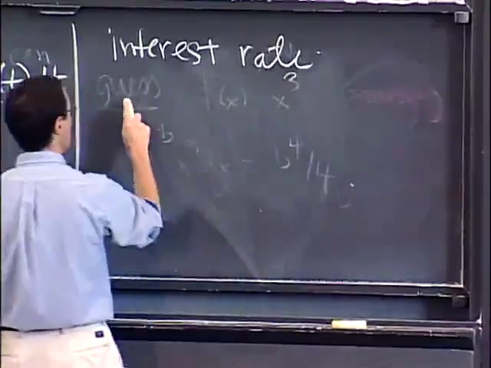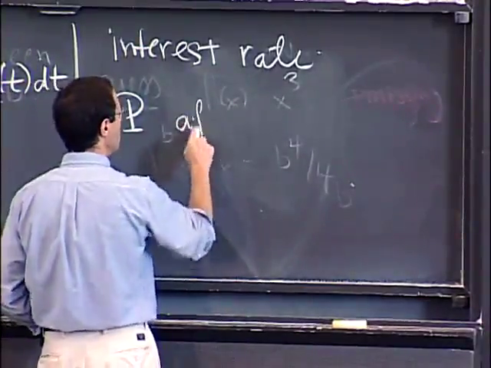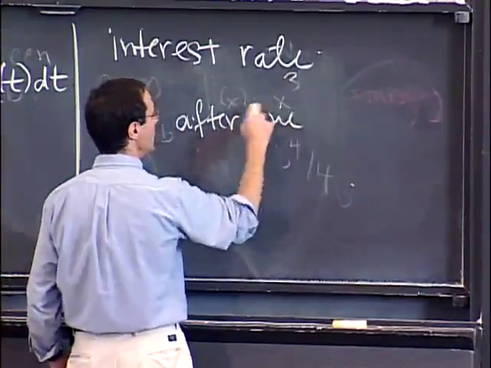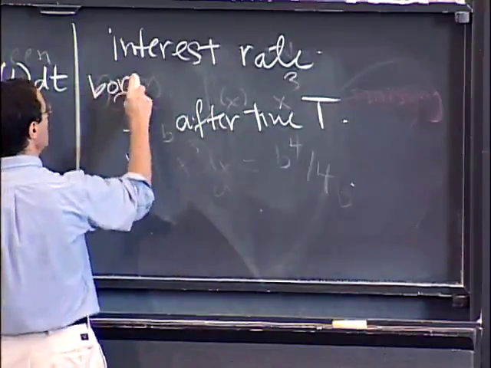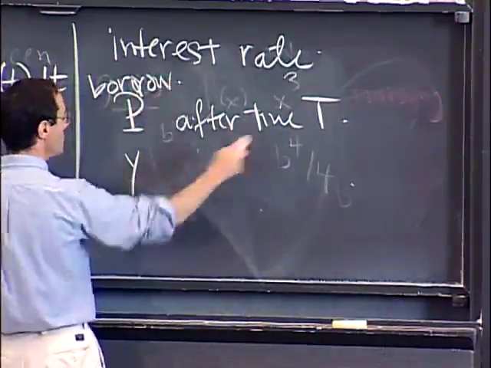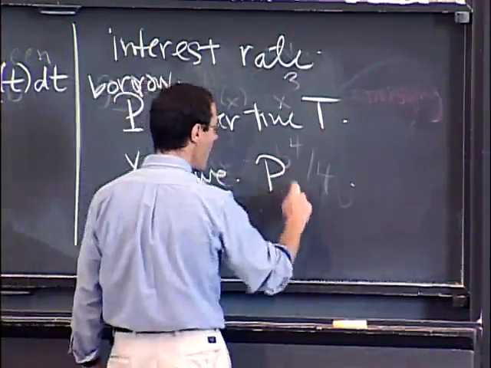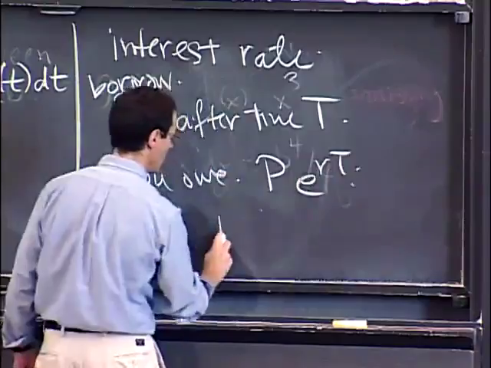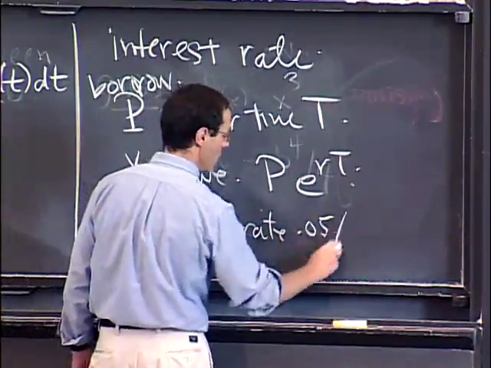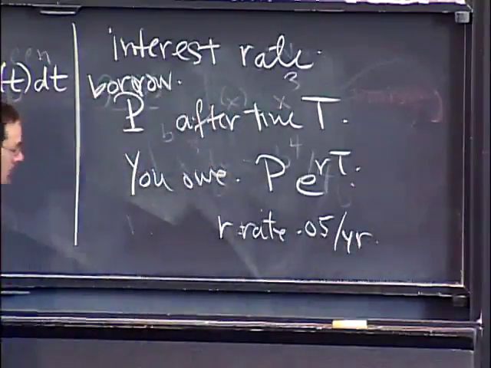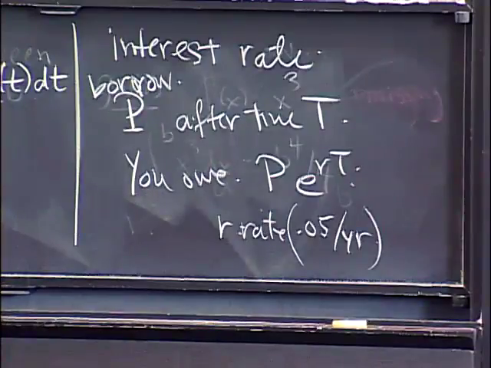So if you start out with P as your principal, you borrow P, then after time T, you owe P times e to the rT, where r is your interest rate, say 0.05 per year. Okay? That would be an example of an interest rate.